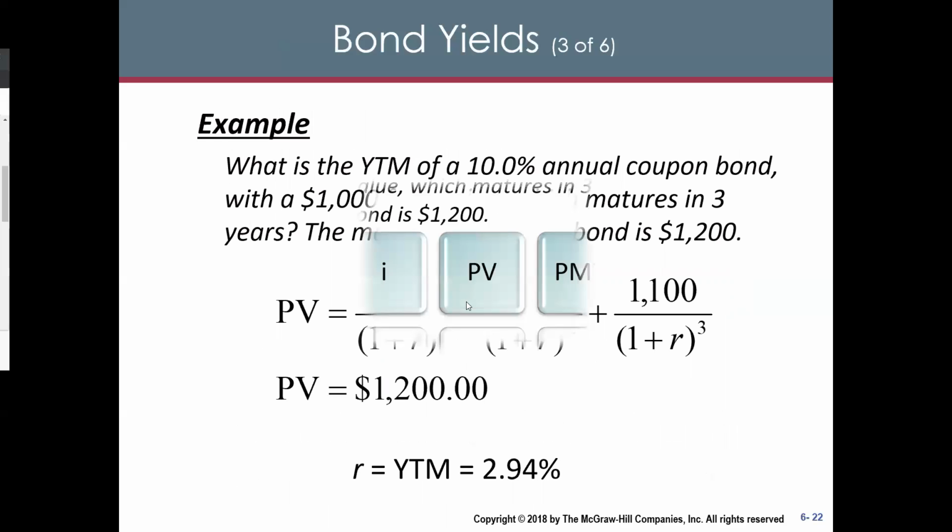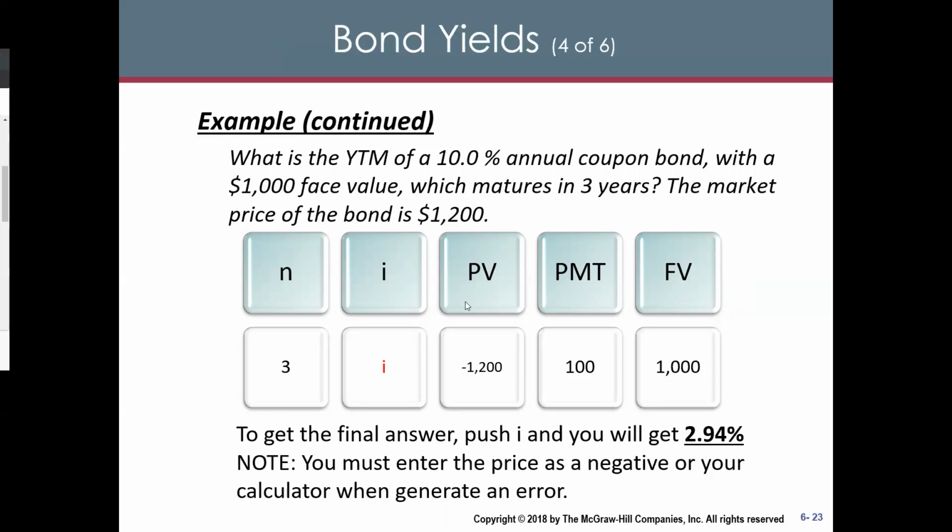So what does it mean? It means if you are purchasing this bond, the implied return you are getting is 2.94%.